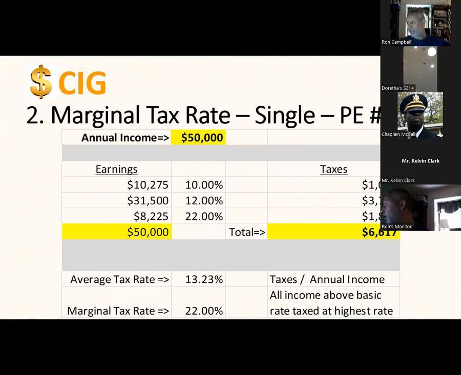So that's what this exercise is about: understanding that the tax you pay has a direct impact upon your take-home pay.